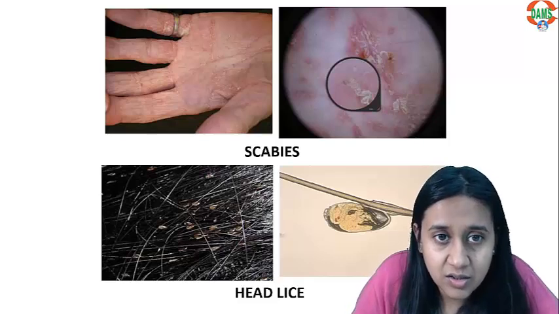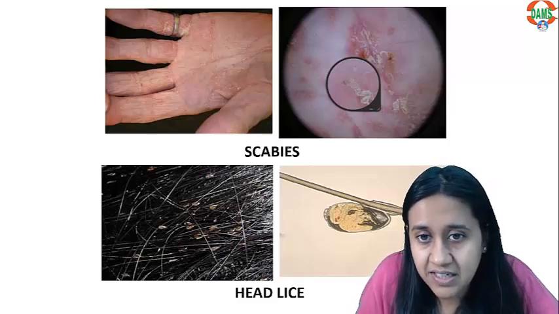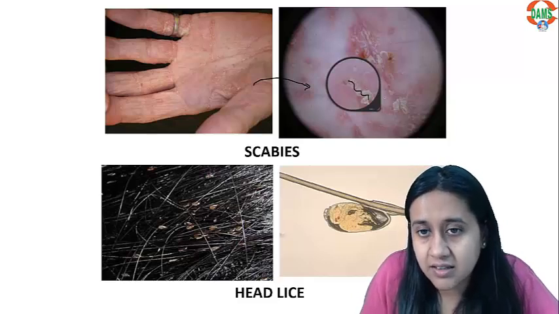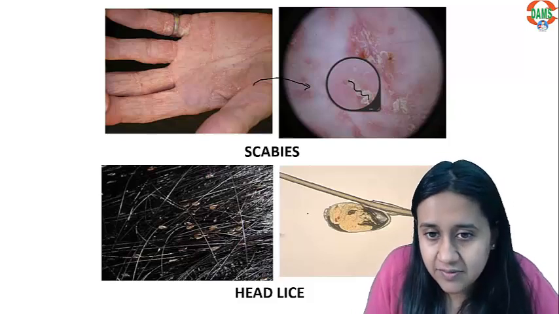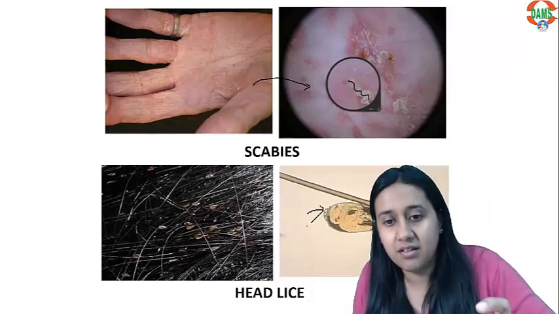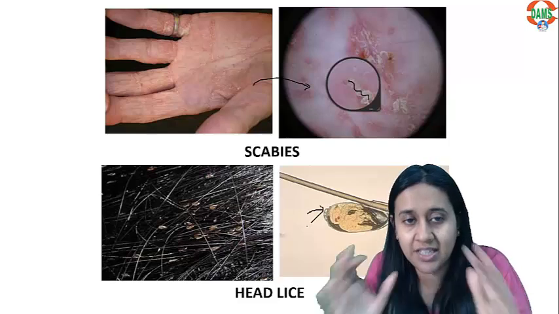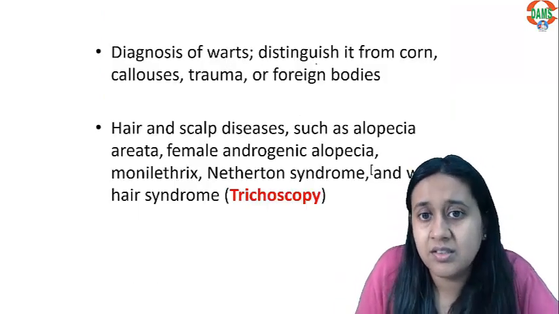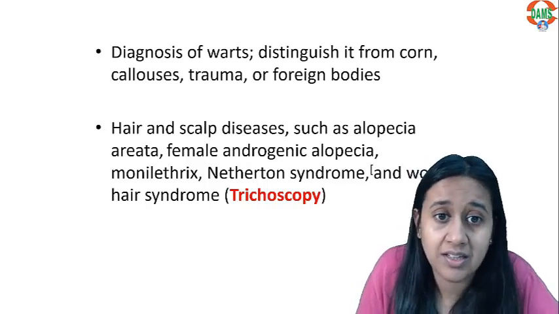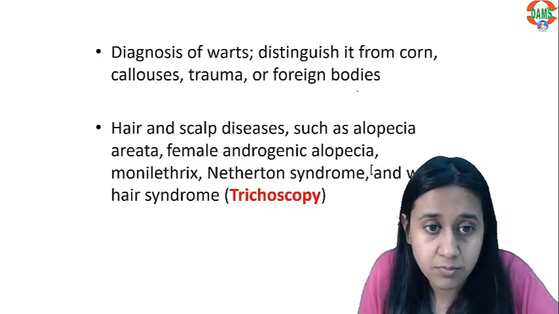So you can see this is a patient of scabies. When I see the patient on dermoscope, I can demonstrate the burrows, and this aids in making the clinical diagnosis. In head lice, we can see the nit in a very magnified view. It also helps in diagnosis of warts, distinguishing them from corn, callus, trauma or foreign body.